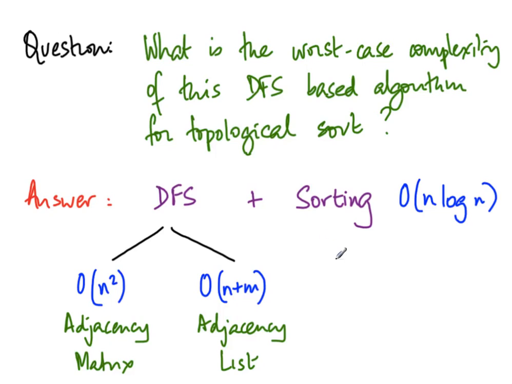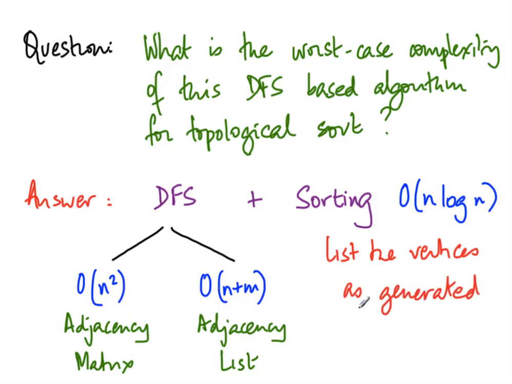What we do is we just list the vertices as they are generated. Right? So as they come off the stack, we list them, and so they are now in increasing order of exit number. But we want them in decreasing order of exit number, so we just reverse this list. So we don't need to explicitly sort, we just need to reverse the list of vertices after generating them in increasing order of exit number.